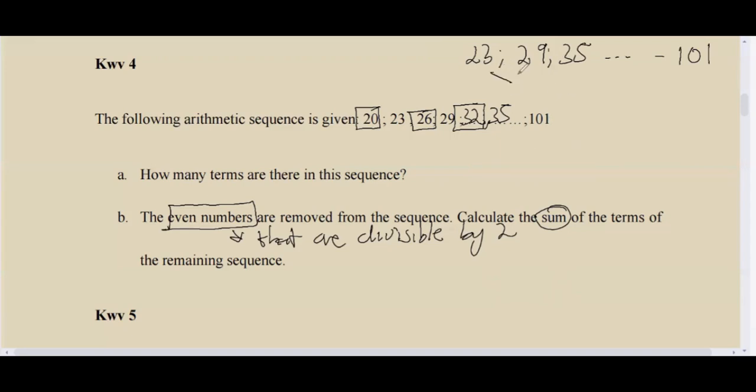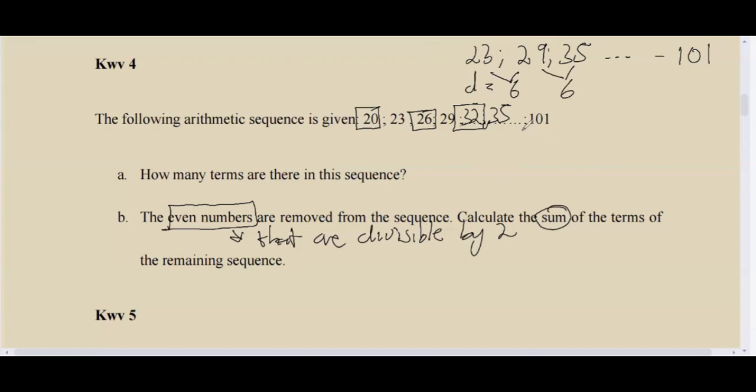Now, let's look at this. Forming this new pattern of uneven numbers, that means we have created a new pattern which will have a new common difference, right? So we'll say 29 minus 23, that's 6. 35 minus 29, that's 6. So that's the common difference that we have. Now, the last term is 101.